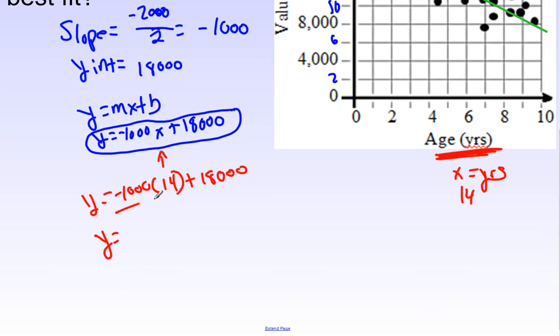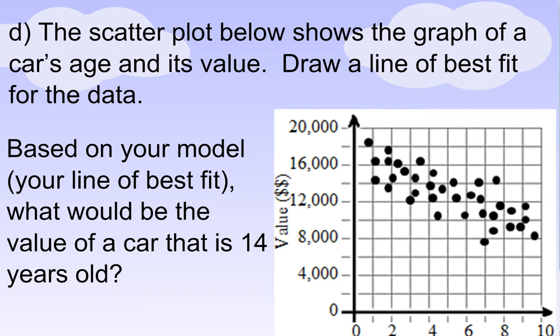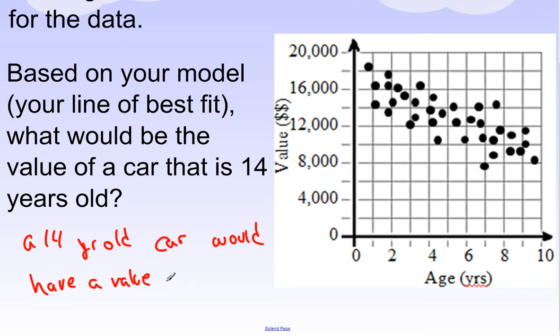So y equals, let's see, that would be negative 14,000. That would give us $4,000. So based off of our model, which is our equation and our line, we would predict that a 14-year-old car would have a value of $4,000.